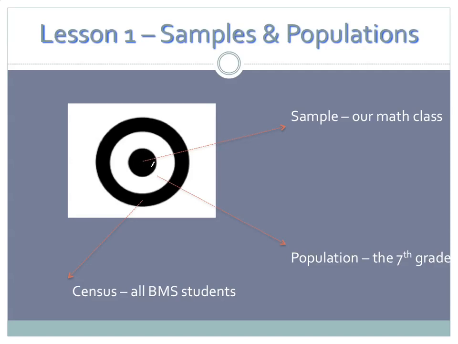Now again, if I wanted to find something out about 7th graders at BMS, it would be difficult for me to survey all 7th graders. So I would take a small sample of those 7th graders, and I would use that data that I got as a representative group.